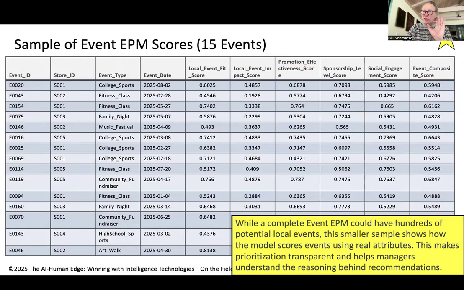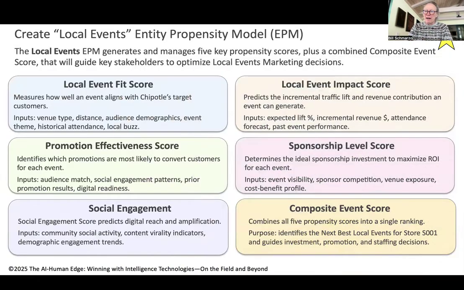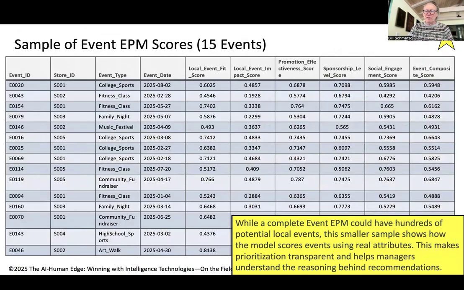We're building for each event within our 7-mile radius. We're going to build a score for each of those events based on these scores we identified here, right? This is a sample for only 15 events, but you can imagine this is probably hundreds of rows that you've got for events happening within the perimeter, or the 7-mile radius, of your store.